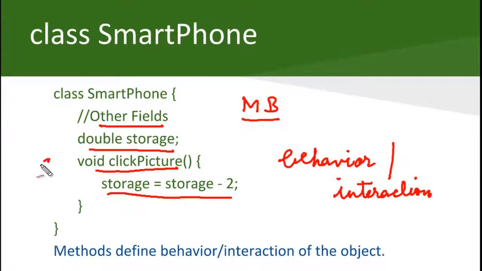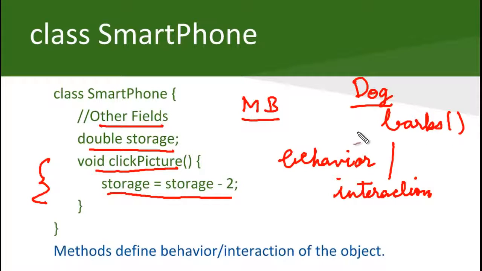So this is basically a function in a class, and this defines the behavior and interaction of the object. For example, when you have the dog class, a dog barks, or when you have any other class, it performs a behavior and an interaction. So when the smartphone clicked the picture, its storage reduced by 2. Methods define behavior and interaction, whereas fields are for the state of the object.